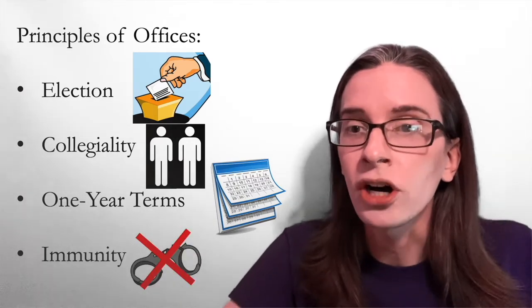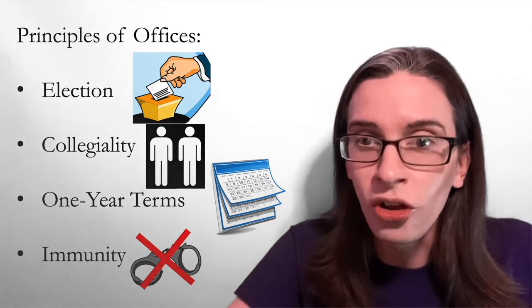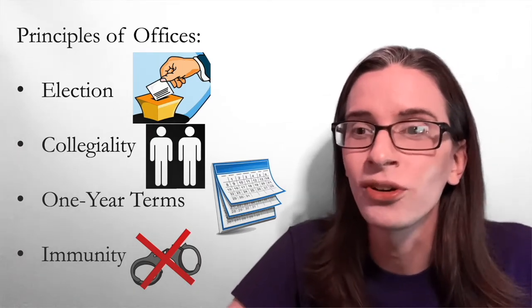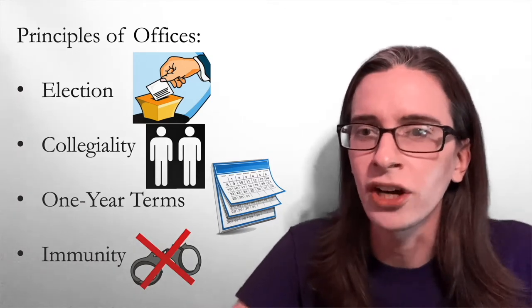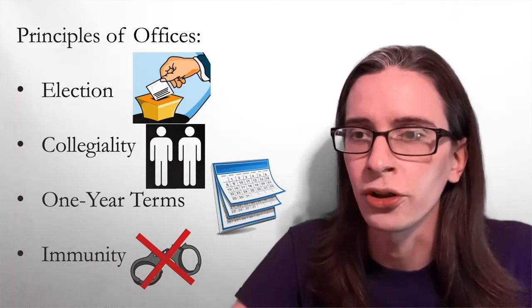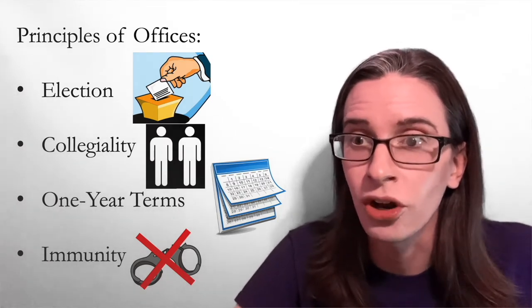Immunity. While in office, no magistrate can be prosecuted for a crime. If they do something illegal, all legal action against them has to wait until they're out of office, which will be at the end of the year. The idea was probably to protect officeholders from legal harassment by political opponents looking to waste their limited time in office, but the opportunities for abuse are obvious.